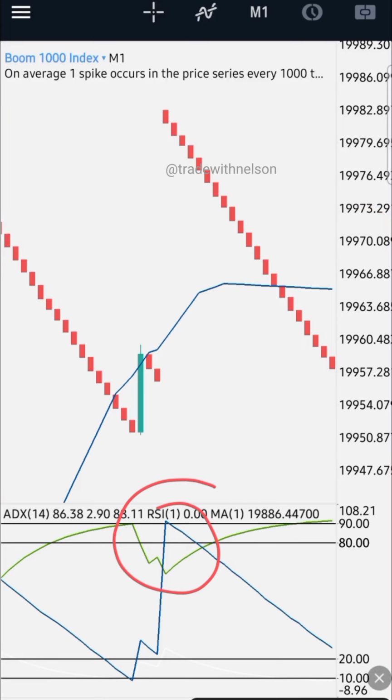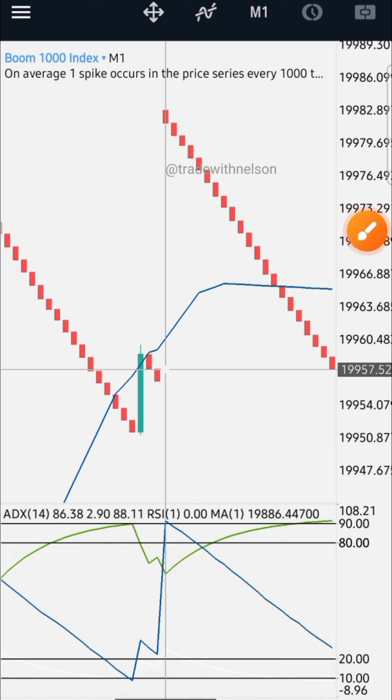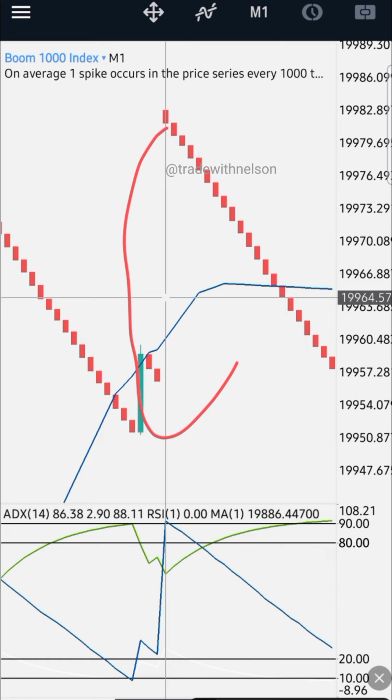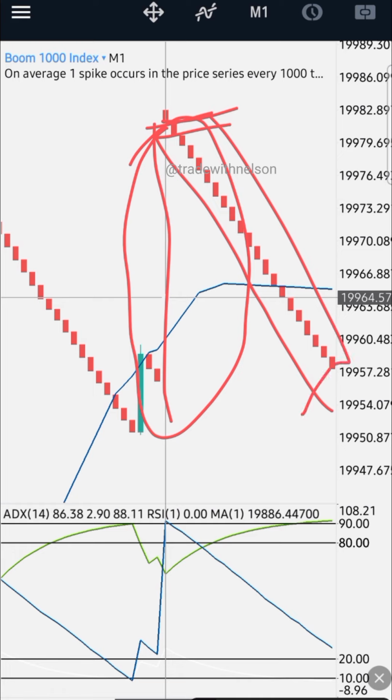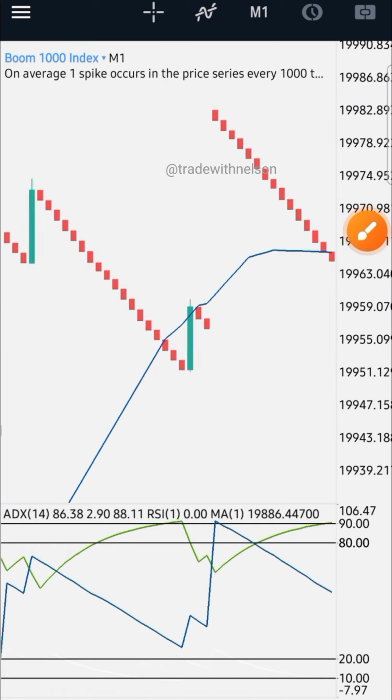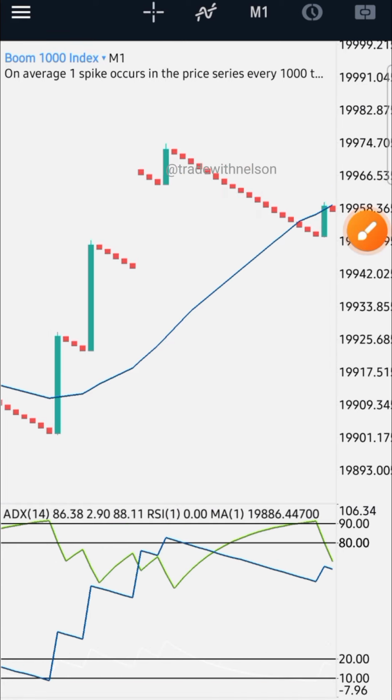So if you look over here, the cross is here, which is around the oversold level. If you take your spike, this is caused by this spike in the day opening, spike to the upside. So you enter, you sell, 10 candles and you are out. Easy like that, very easy.